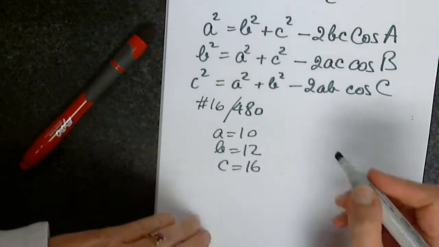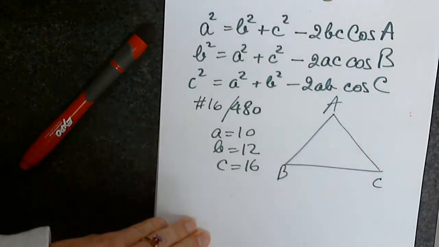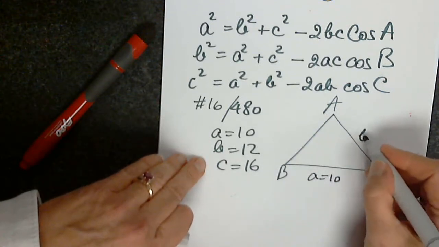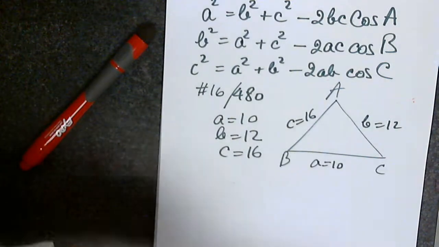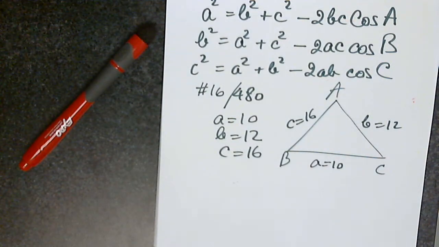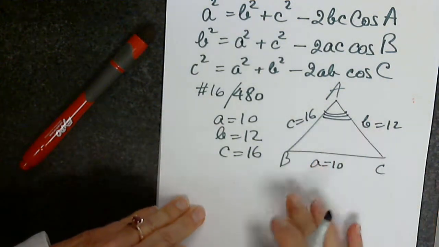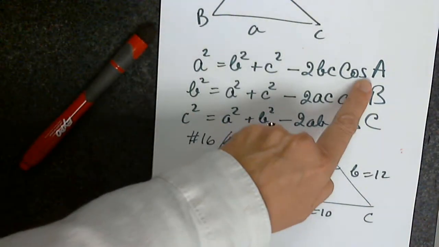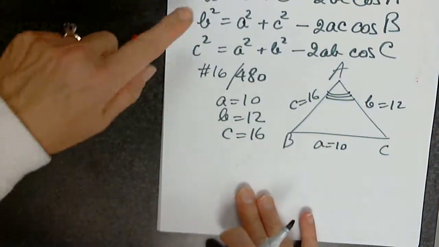The angles, indeed. So let's draw the triangle. A, B, C. The opposite of A is 10. The opposite of B is 12. The opposite of C is 16. Which angle do you want to determine? A. If you want to determine A, then which of these 3 possibilities will you use? The top. Of course, because that's the only one with cosine A. Excellent. Perfect.